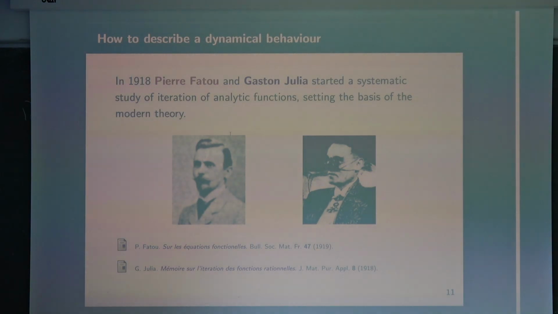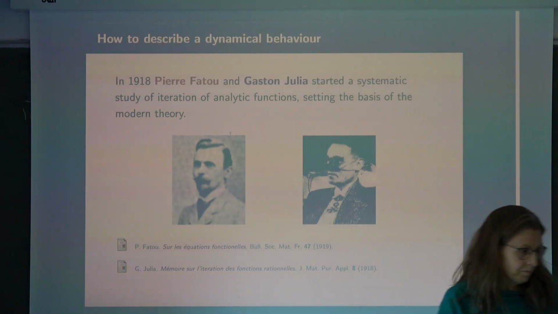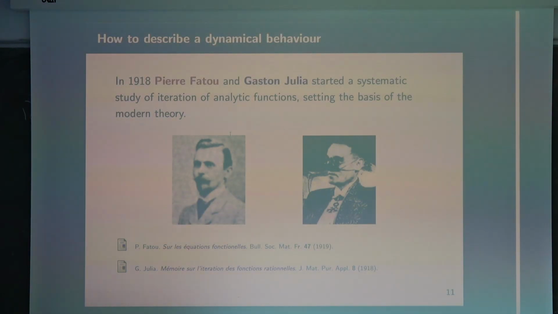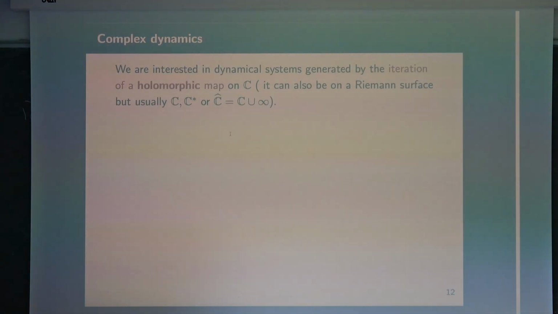And Fatou and Julia participated in this contest. They started to try to understand globally the iteration of holomorphic maps on the plane. Okay? So on the left, this is Fatou and Julia. Okay, so what is the idea?